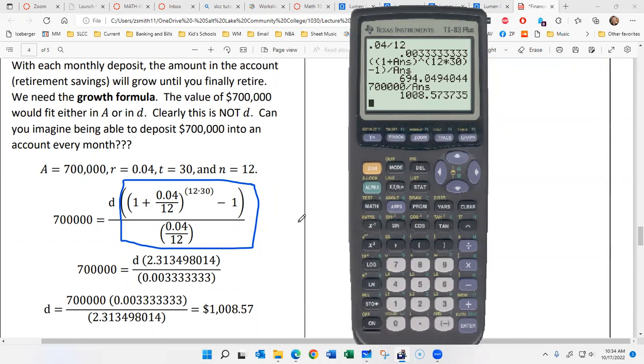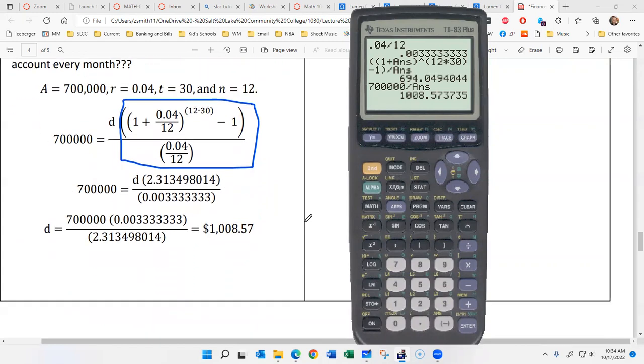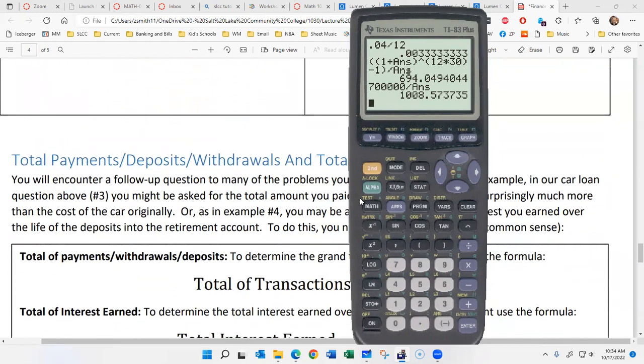Perfect. And you're getting these correctly on your calculator? Yeah, yep. Oh, that's so nice. Excellent. Yes.